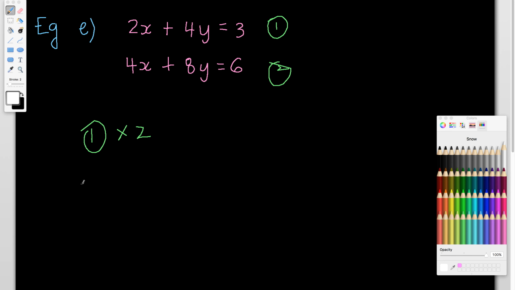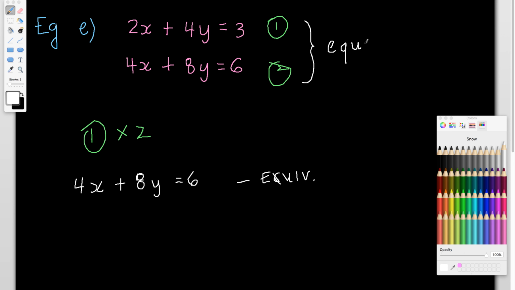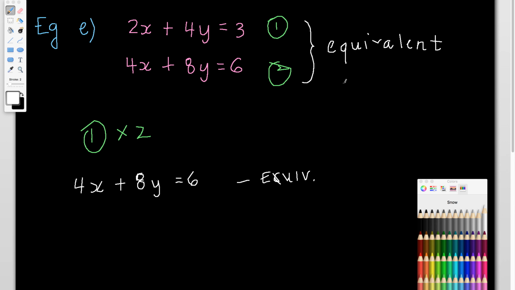So when I multiply this out, I get 4x plus 8y equals 6. Now that is equation 2. So what has happened here, this is obviously equivalent. These are what we call equivalent equations. So if you can multiply one of them by a factor to generate the next one, you are working with lines that coincide and they are exactly the same.